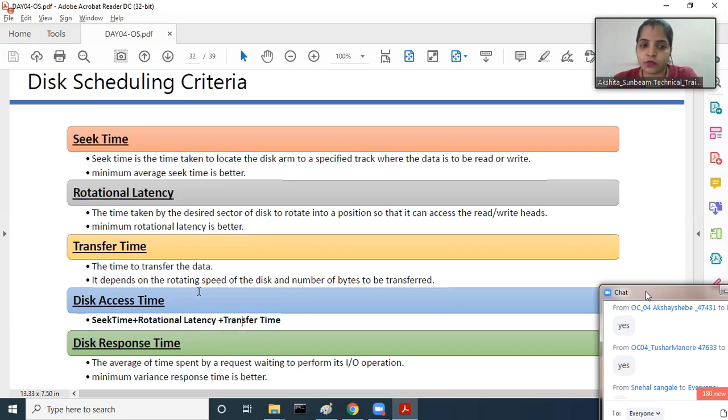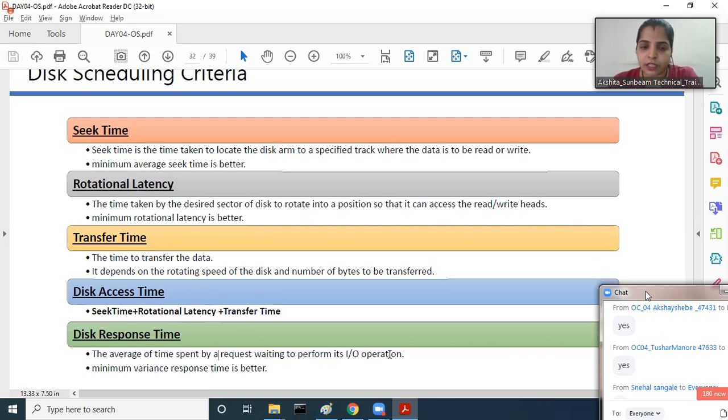What is response time? It is the time spent by the request waiting to perform its IO operation. It is basically the response, how much time it took for me to read the data and to write the data. That is disk response time.